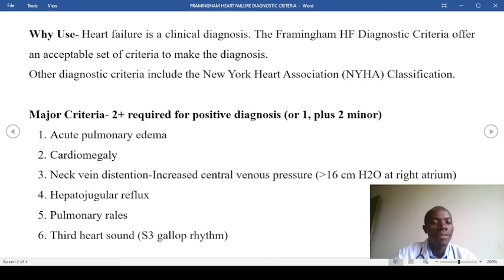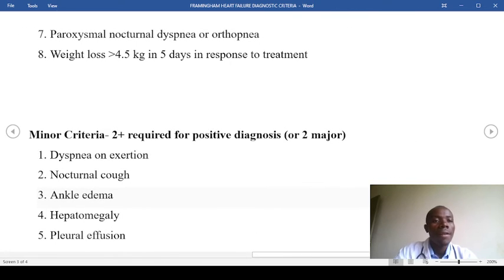We have the auscultation of pulmonary rales. We also have the auscultation of the third heart sound, that is S3 gallop rhythm. You have the history from the patient. The patient reports paroxysmal nocturnal dyspnea or orthopnea. Also, in case you had initiated this patient on treatment, they normally report a weight loss of greater than 4.5 kilograms in 5 days in response to the treatment.